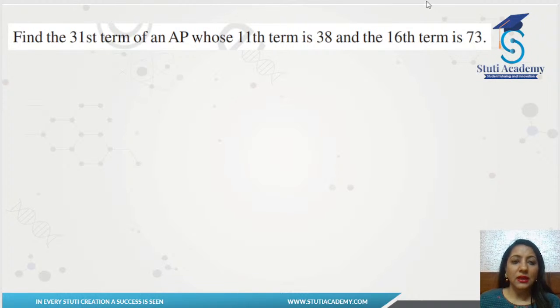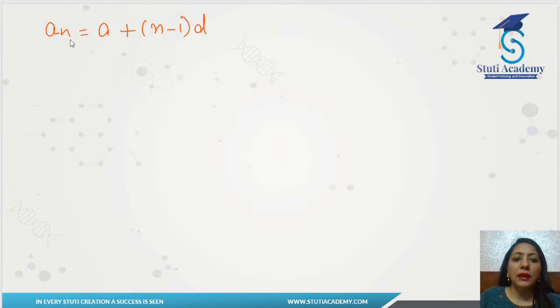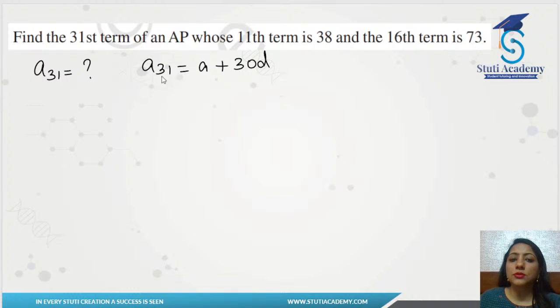Question number 7: find the 31st term of an AP whose 11th term is 38 and 16th term is 73. So we have to solve for A31. That means we need to solve for A plus 30D. I'm using the formula an is a plus n minus 1 into d. So if it's A31, it would be A plus 1 less than 31, we'll write 30D here. In order to solve for the 31st term, we need to have the first term and the common difference.